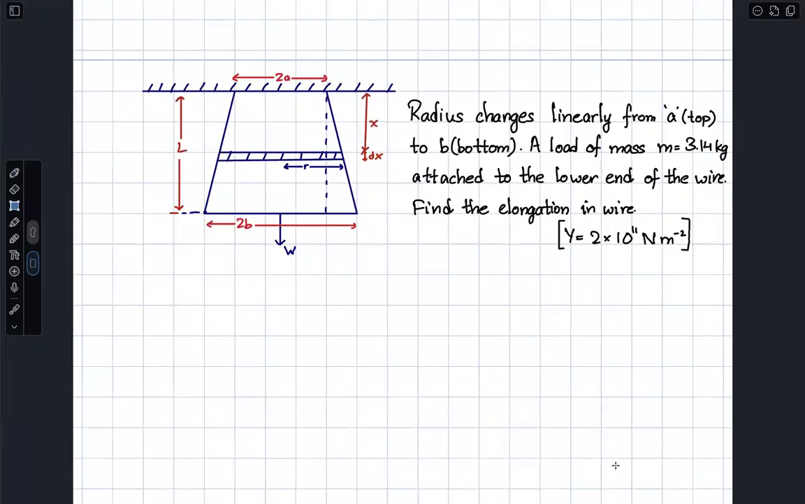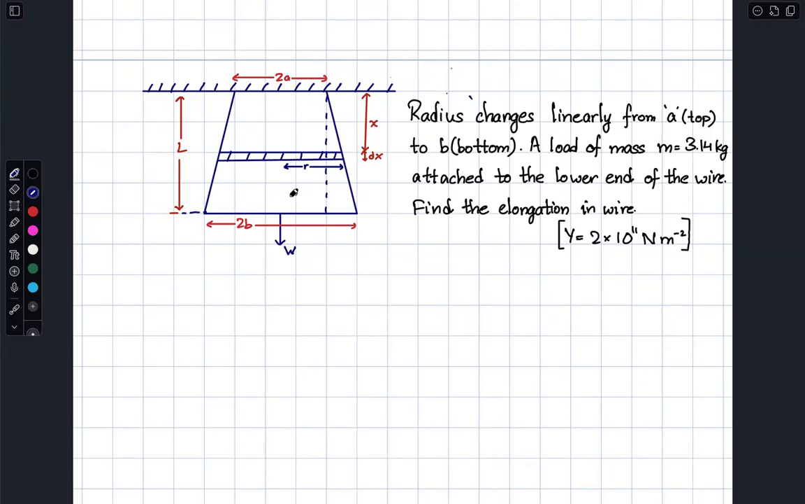A non-uniform wire. Elongation due to own weight of a non-uniform rope or wire. I think a load of mass is given. I think you can neglect the mass of the wire. That is a different question actually, right?